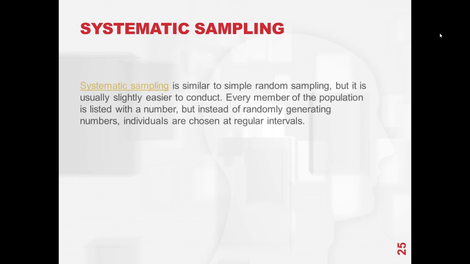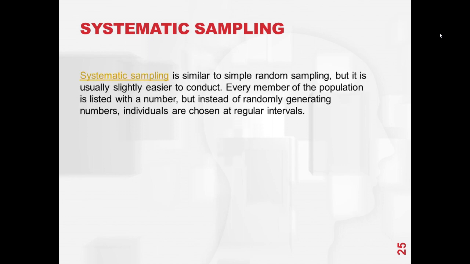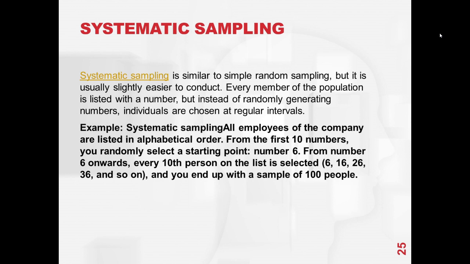Systematic sampling is similar to simple random sampling, but is usually slightly easier to conduct. Every member of the population is listed with a number, but instead of randomly generating numbers, individuals are chosen at regular intervals. For example, all employees of the company are listed in alphabetical order. From the first 10 numbers, you randomly select a starting point, number 6. From number 6 onwards, every 10th person on the list is selected, 6, 16, 26, 36, and so on, and you end up with a sample of 100 people.